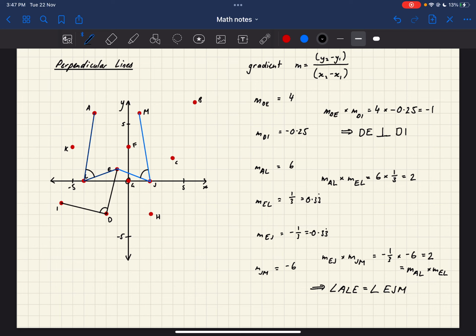And that's how you find out if two lines are perpendicular, if the gradients multiply to make -1, and also to find out if angles are the same, because if you multiply those two gradients and they end up as the same as another pair of lines, that means that their angle is the same.